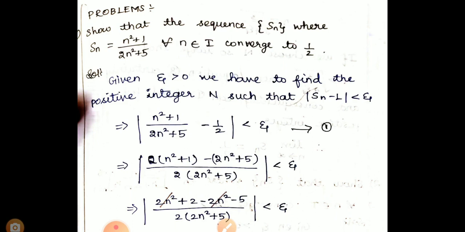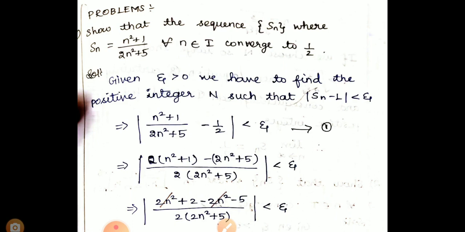Here Sn is given as n squared plus 1 divided by 2n squared plus 5, minus L. The limit is given as 1 by 2. That is convergence. That means the modulus of Sn minus 1 by 2 is less than epsilon. Now just cross multiply and take the LCM. So 2 into n squared plus 1 minus 2n squared plus 5, the whole divided by 2 into 2n squared plus 5, is less than epsilon. Now we just multiply: 2n squared plus 2 minus 2n squared minus 5, the whole divided by 2 into 2n squared plus 5, is less than epsilon.